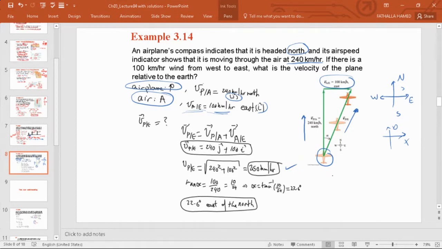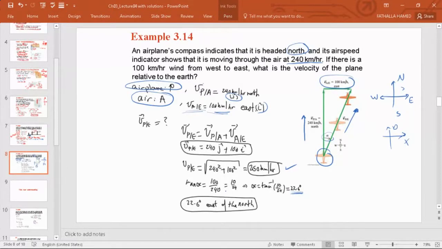Now, what is your direction? If we want to take the direction relative to the north, because the pilot is saying I'm moving north, so if I take the alpha here, which is relative to the north, the 100 will be opposite, and the 240 here will be adjacent. So tan alpha will be 100 over 240, which will be 10 over 24. So alpha will be tan inverse of 10 over 24, and it gives you 22.6 degrees. So we say that the plane is moving relative to the ground at a speed of 260 kilometers per hour at an angle of 22.6 east of north.